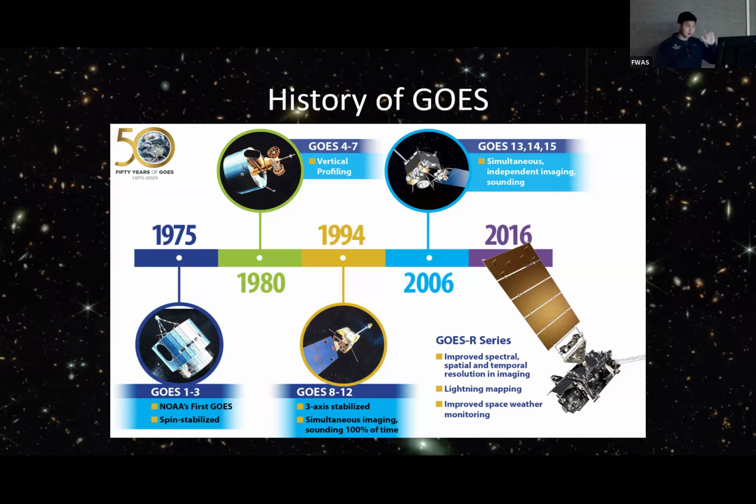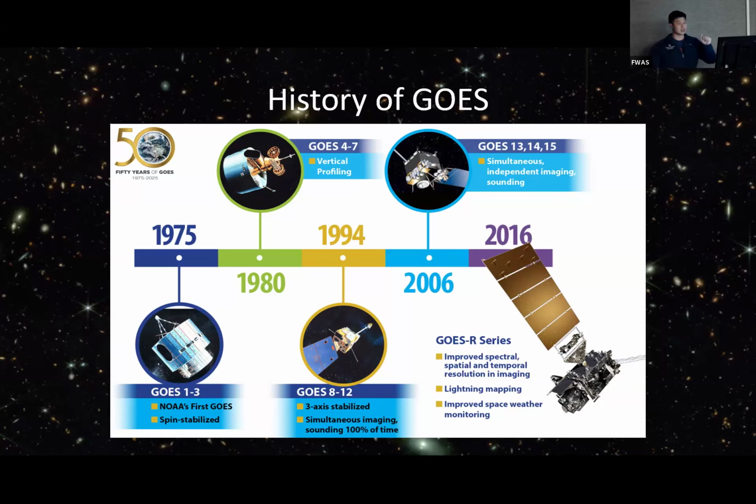Very important, because now we can have imaging and sounding 100% of the time, which is how we can determine the attitude of the satellite. And then with GOES 13 through 15, we improve on that. We have simultaneous independent imaging and sounding. The reason this is allowed is because our attitude determination and control, our ability to know the satellite's orientation relative to Earth and the sun and everything else, is much more accurate.